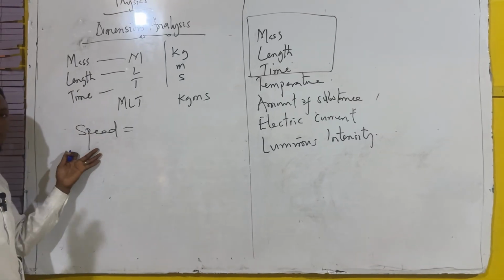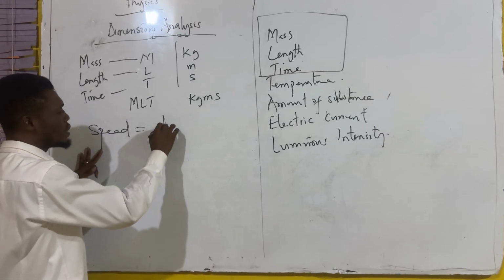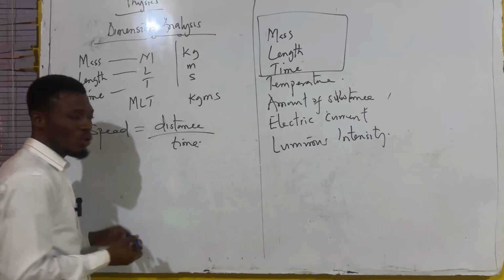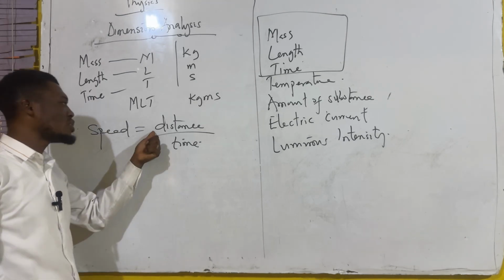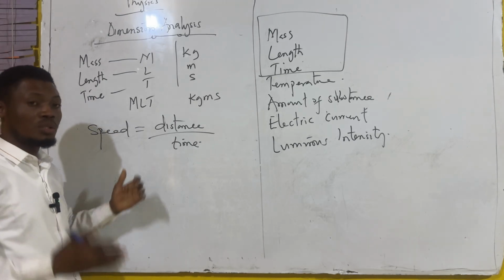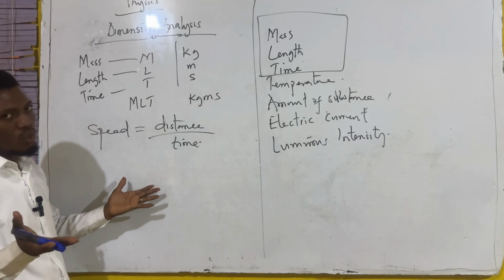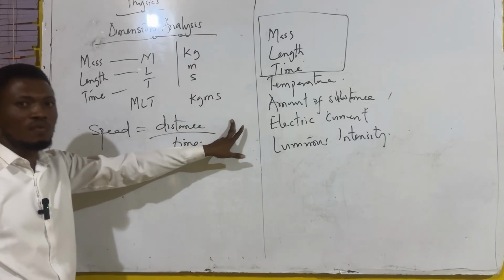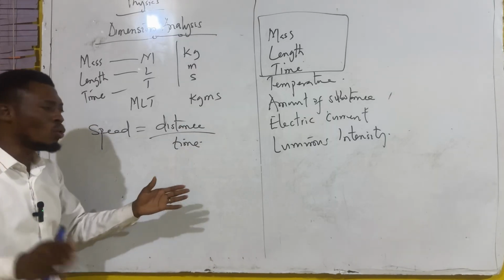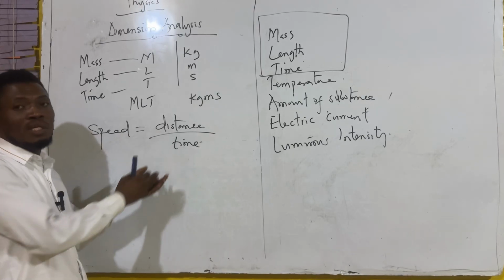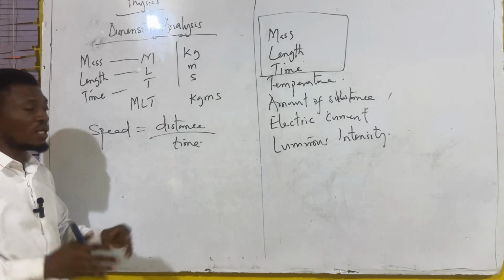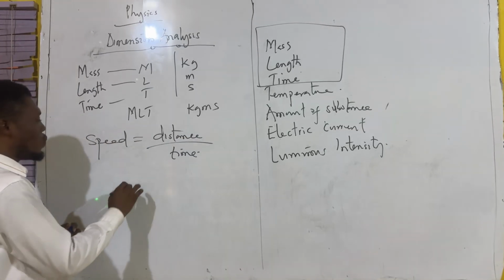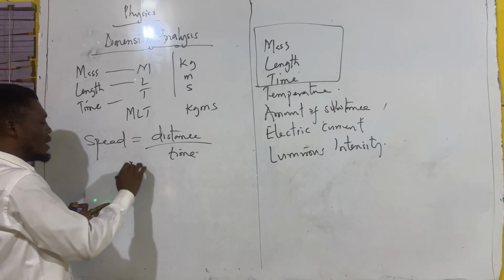For speed, the first step, what's the formula for speed? Distance over time. Now the second question you need to ask yourself is, does distance have a formula of its own? No, except you cross multiply. So distance does not have a formula of its own. Does time have a formula on its own? No, except you cross multiply to make time the subject of the formula. So on their own they don't have formulas. That means both quantities don't have formulas. Therefore, at this junction, you apply MLT.